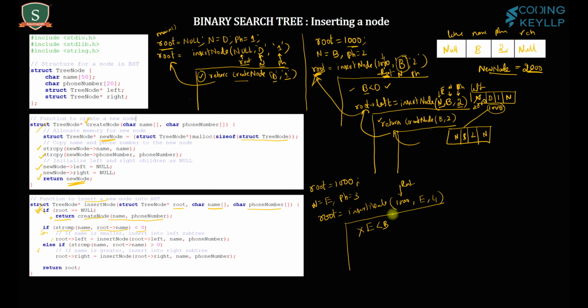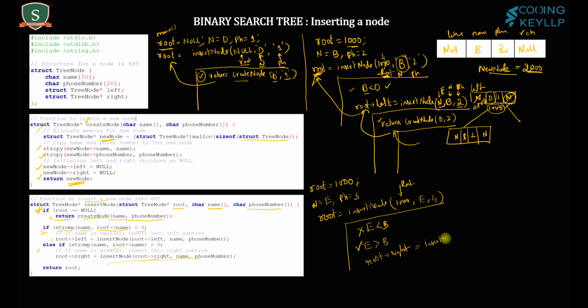Else if, here there is one more condition. So what is the other condition? If E is greater than B, the condition is true. So when the condition is true, what are we doing? We are inserting at the right side. The binary search tree property is, if an element that you want to insert in the tree is greater than the root node, look at the right side. In the right side, what will happen? Again we are calling a function: root right is equal to root of right. Root is 1000, and 1000's right is this null.